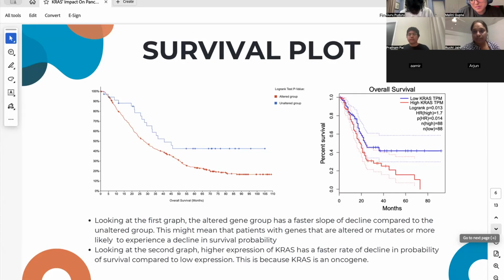And then the second graph shows that at higher transcription rates, CRAS is more likely to cause a decrease in survival, while at lower rates, it's less likely to cause a decrease in survival, primarily because it's an oncogene.